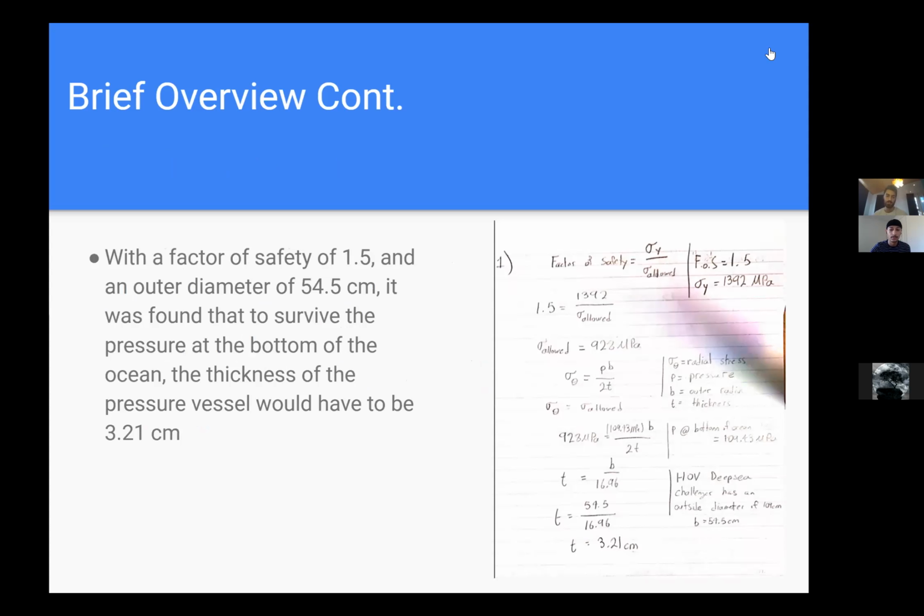Just a quick, brief overview. We found that the dimensions of our submersible capsule should be a diameter of 54.5 centimeters, which is what previous capsules had in terms of their dimension. But we can have a thickness of 3.21 centimeters, which is in fact half of what previous capsules' thicknesses have been.